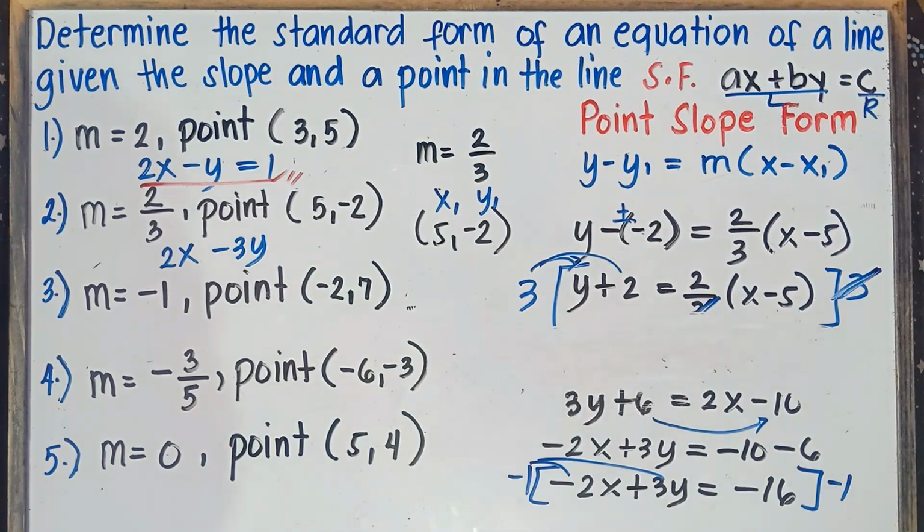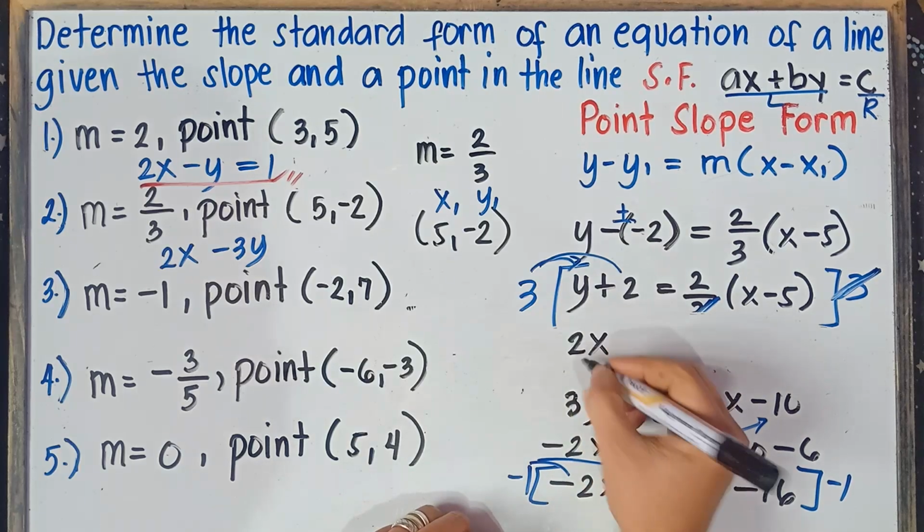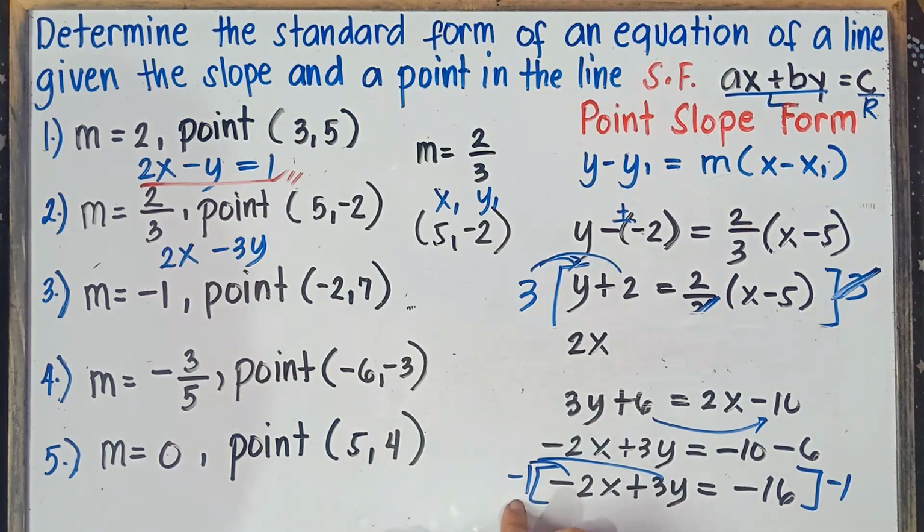Okay, once again. Negative 1 times negative 2x, that would be positive 2x. Negative times negative is positive. 1 times 2x, that would be 2x. And then negative times positive, that would be negative. 1 times 3, that would be 3. Simply copy y. So, negative 1 times positive 3y, that would be negative 3y.